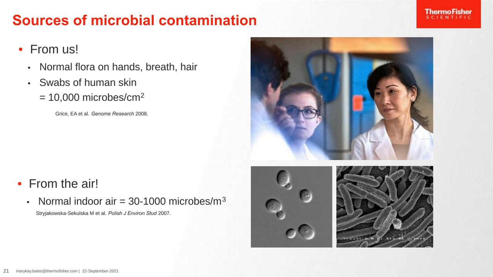Microorganisms can also come from the air. Normal indoor room air at ISO Class 9 contains, on average, between 30 and 1,000 microorganisms per cubic meter of air. So this is why we work in a biological safety cabinet when we open cell culture vessels, to prevent contamination entering from the air.